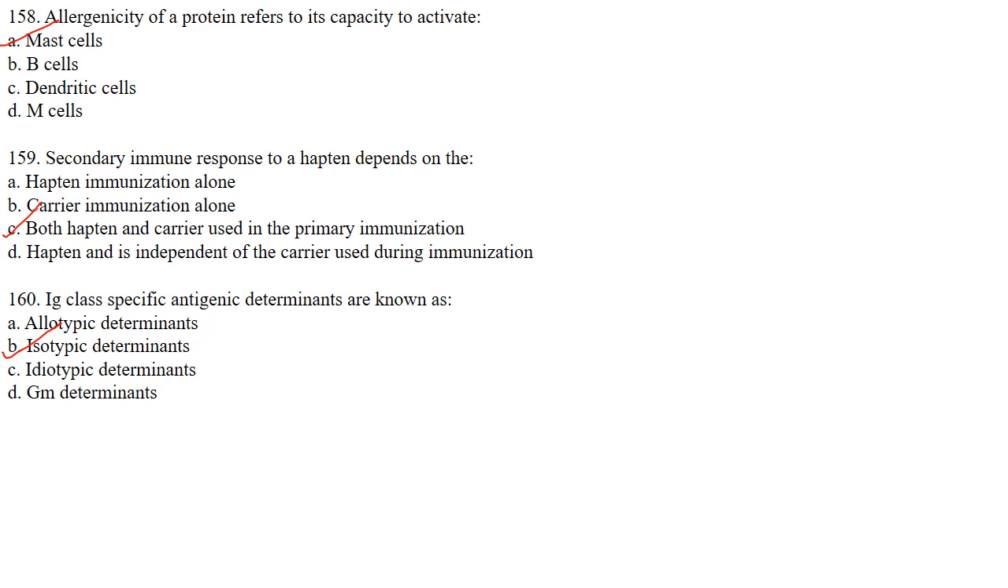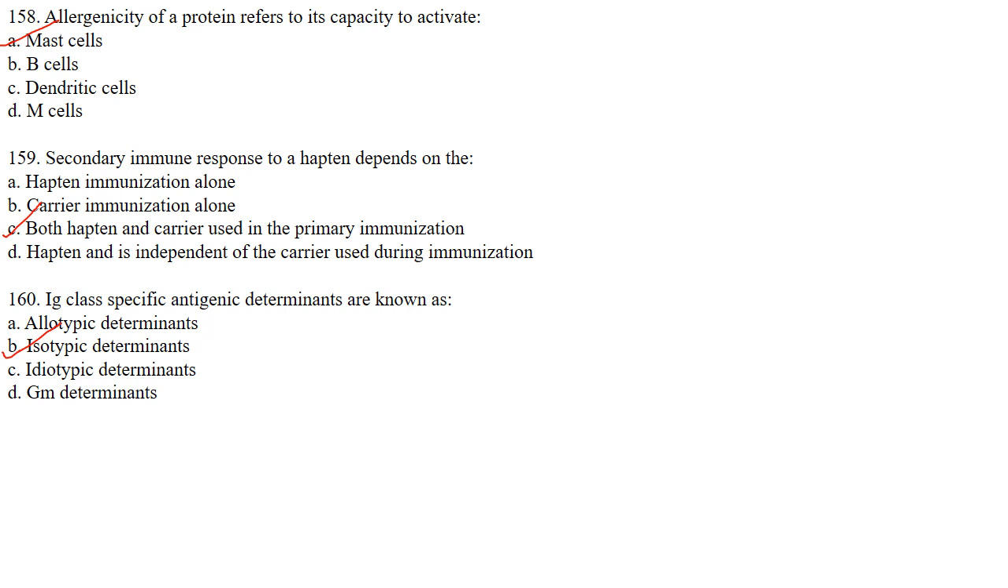So they have asked for haptens. Secondary immune response to a hapten depends on. So haptens are small molecules that stimulate the production of antibody molecules only when conjugated to a larger molecule called a carrier molecule. The hapten carrier complex stimulates the production of antibodies which the unbound hapten cannot do, and becomes capable of eliciting an immune response. So both hapten and carrier used in primary immunization have to be used for secondary immune response in hapten.